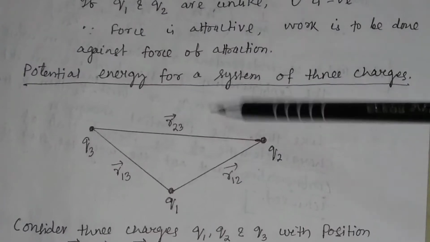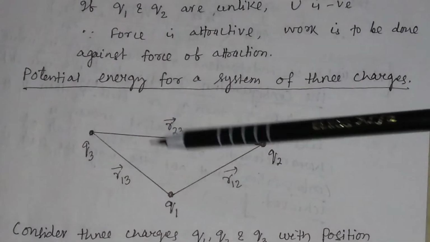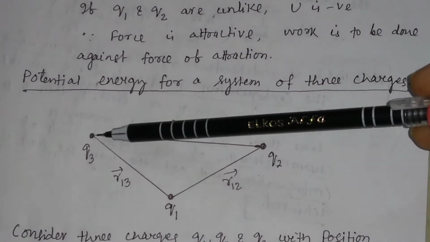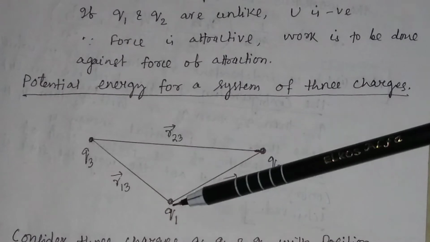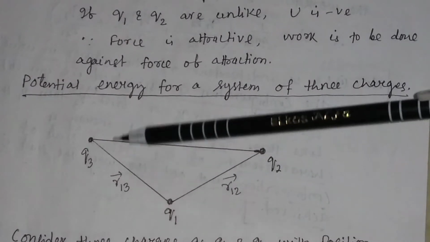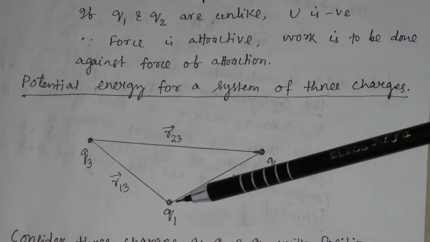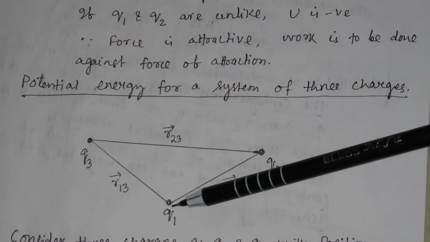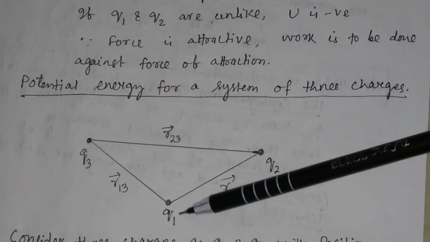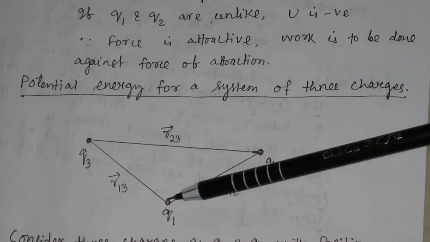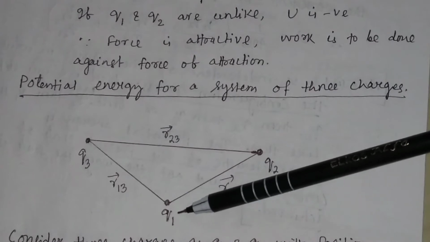Now let us find out the expression for potential energy of a system of 3 charges. Suppose you have 3 charges q1, q2 and q3. The distance between q1 and q2 is r12, between q1 and q3 is r13, and between q2 and q3 is r23. Suppose you bring the charges q1, q2 and q3 one by one. First let us bring the charge q1 from infinity to this position. Then no work will be done.